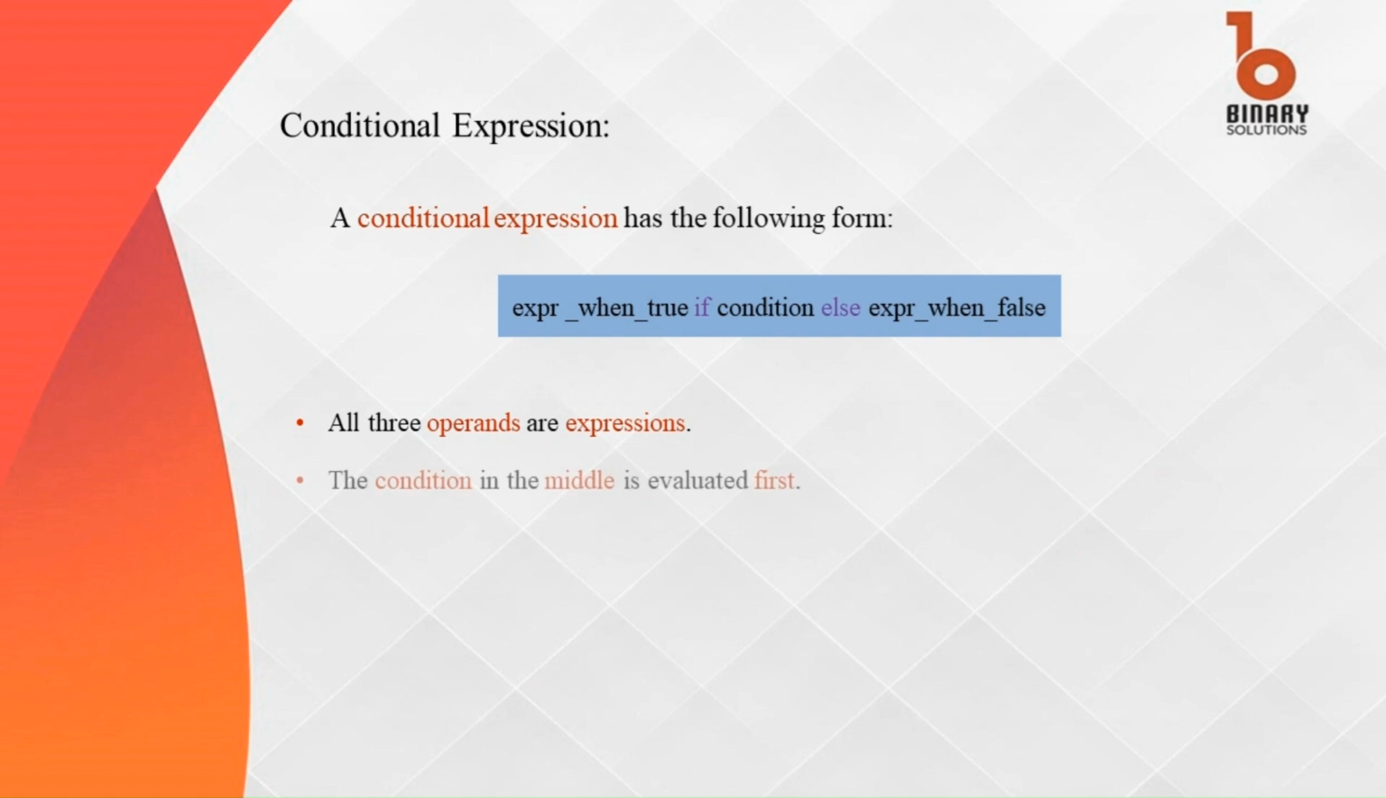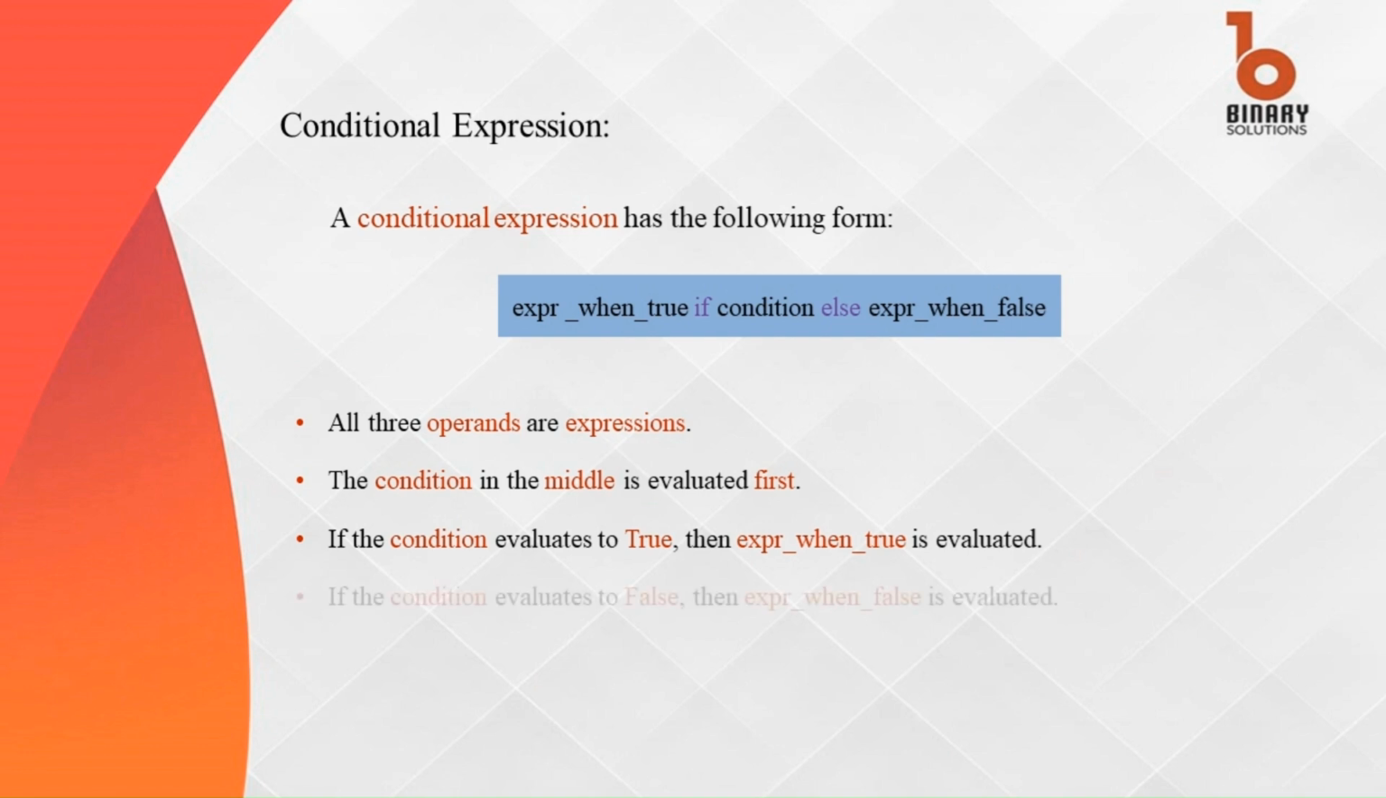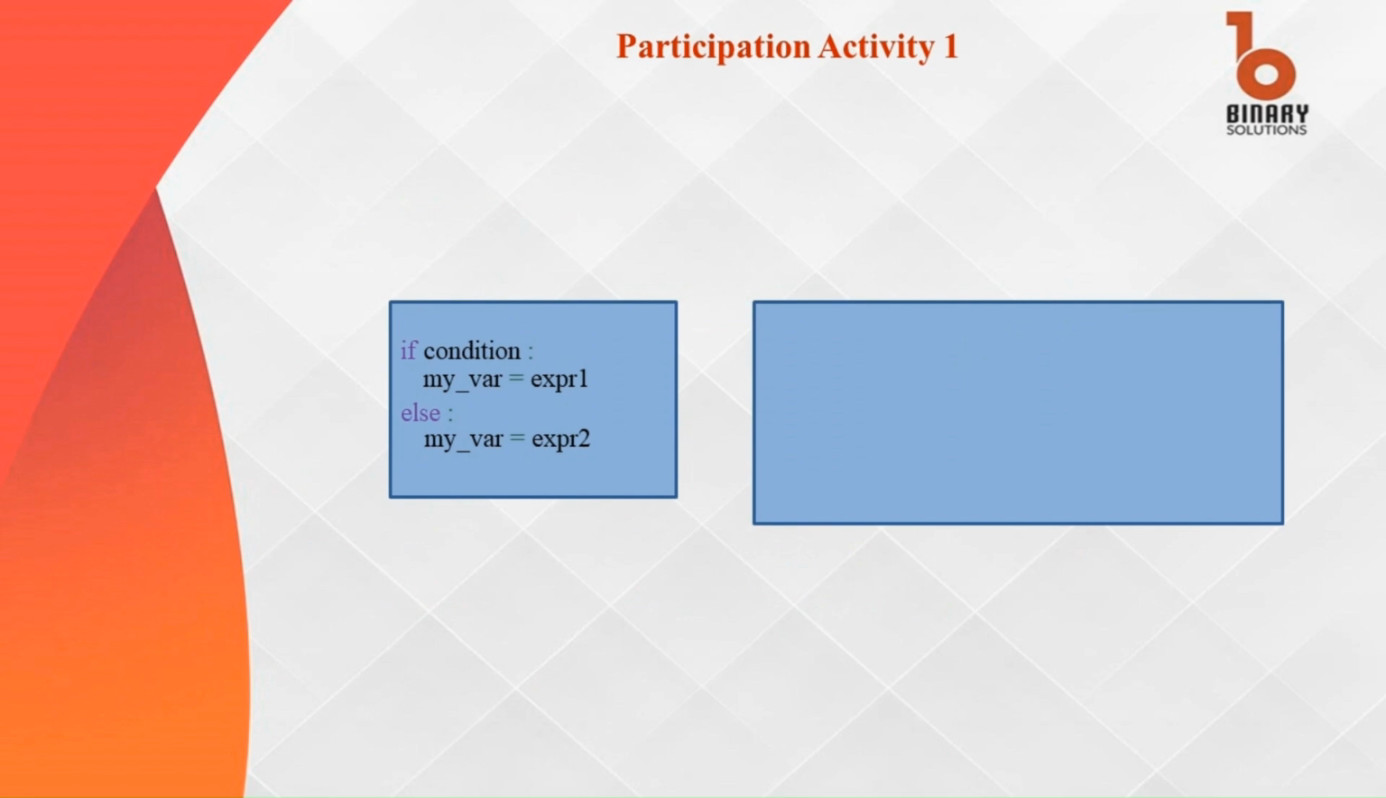In the second step, the condition in the middle of the expression is evaluated first. If the condition evaluates to true, the expression on the left is executed and its value is assigned to the variable my_var. Conversely, in the fourth step, if the condition evaluates to false, the expression on the right is executed and its result is assigned to my_var. This streamlined approach highlights how conditional expressions enable concise and efficient assignment of values based on a condition.